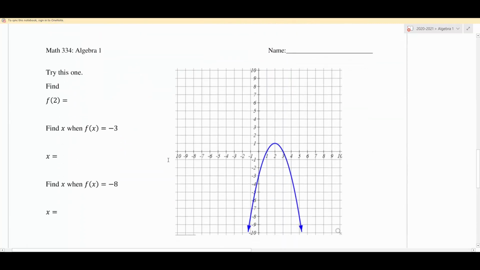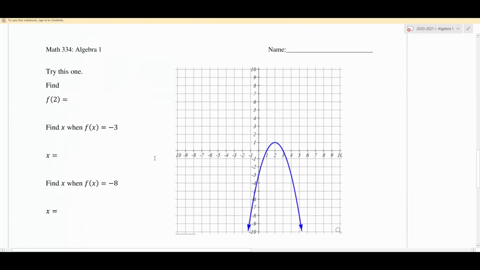All right, last problem here. We're going to try it one more time. Okay, so I got my parabola over here. It says find f of 2. So the number is in the parentheses here, so they're giving me an input. So I'm going to go to my graph. I'm going to find 2 on the x-axis, and I'm going to go up to right here. That's where my function is at x equals 2, and the corresponding y value is 1.